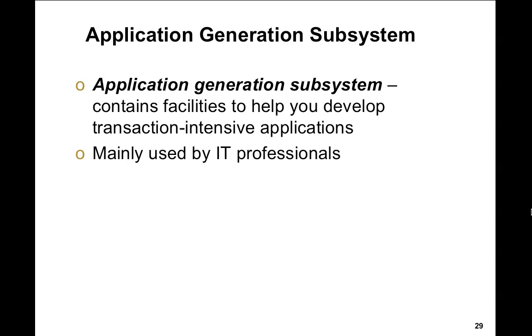So you have all of this information that you've been saving. Lo and behold, someone's going to come by and use it for something. So it's don't save it, essentially, is the current process. And then the application generation system, one of the other components of this database management system, allows you to build front ends, as they call them, applications. It contains facilities to help develop transaction-intense applications, maintained mainly by IT professionals.